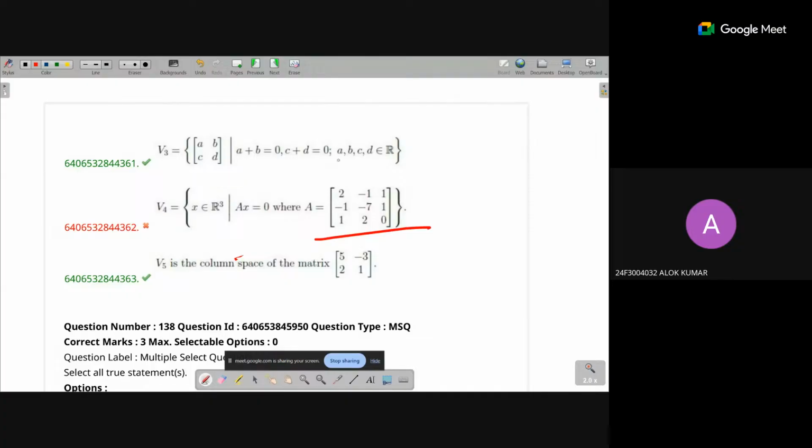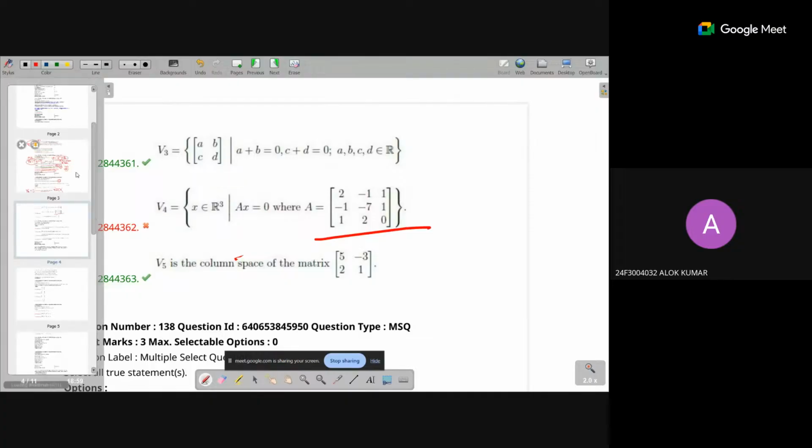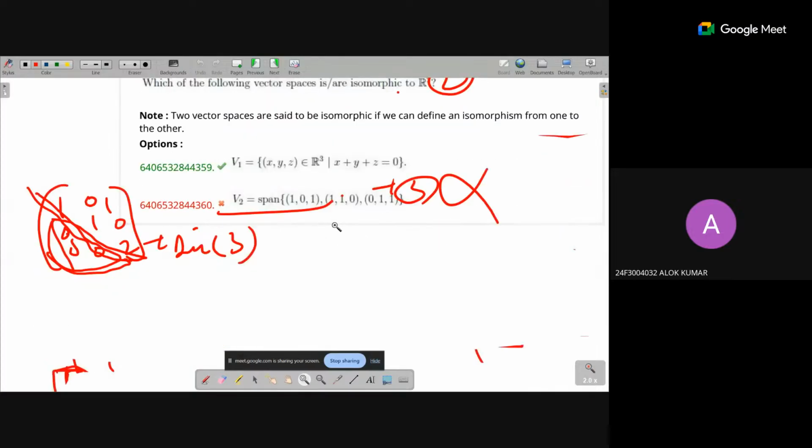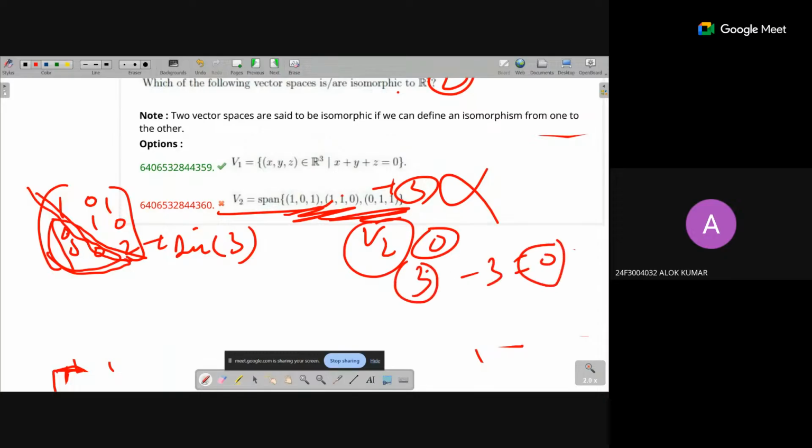So in option B2, tell me, what is the null space of this matrix? Null space of this matrix basically. What is the null space of B2? Anybody? 0. Yes. Basically the number of columns is 3 and the rank is 3, so 3 minus 3 is 0. So it has only the zero subspace.